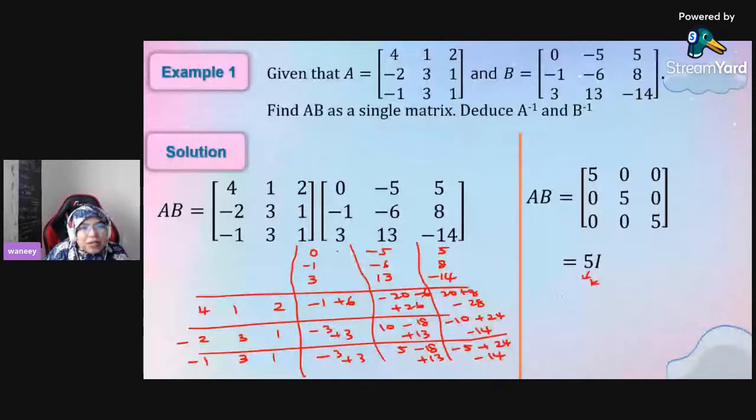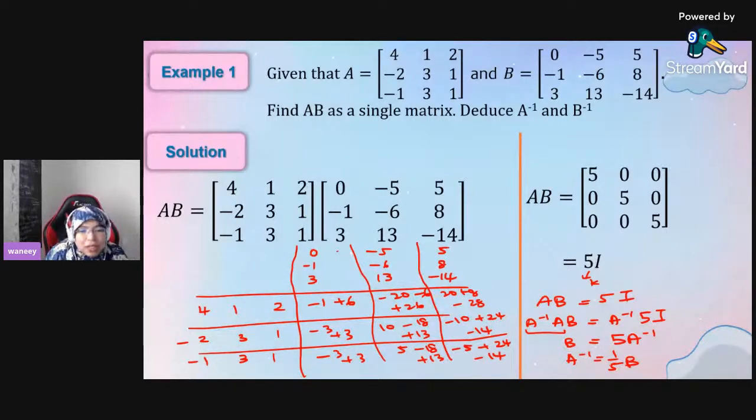Okay, so AB equal to 5I. How are we going to get A inverse? So you times with A inverse. So A inverse AB equal to A inverse 5I. Therefore, B is equal to 5A inverse. Therefore, A inverse is 1 over 5B. So that is our A inverse.